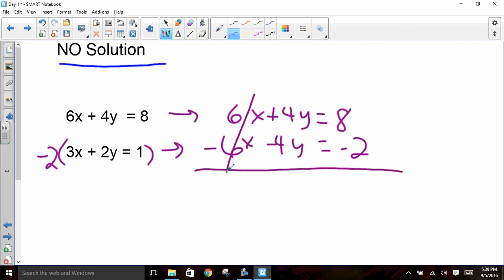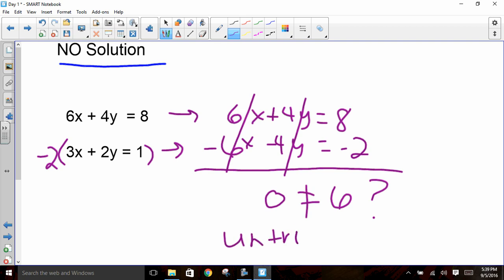Well, my x's cancel, my y's cancel, so I basically get 0, because when everything cancels it just goes down to 0. And I get 0 equals 6. Wait a minute. Is 0 equal to 6? No, it's not. So when you get something that is an untrue statement, something that is not logical, your answer is going to be no solution.